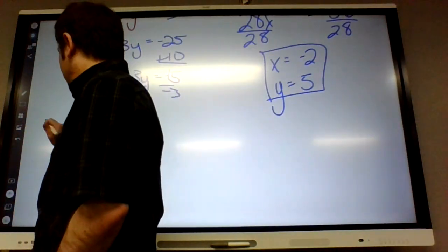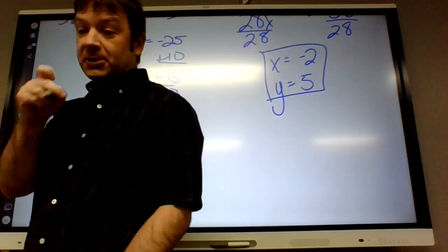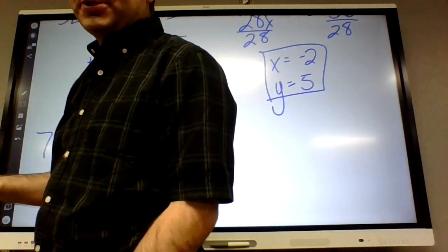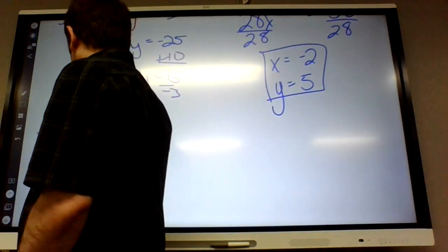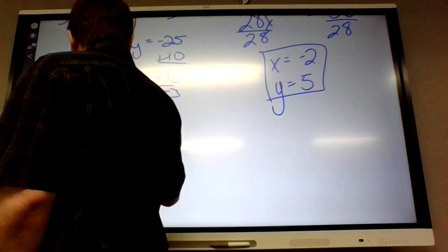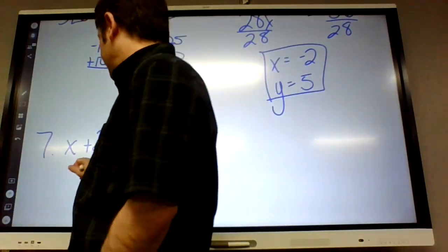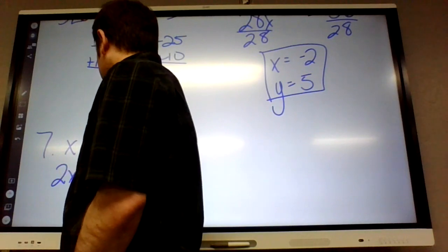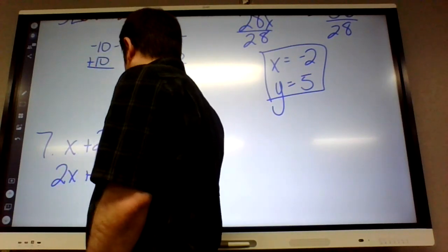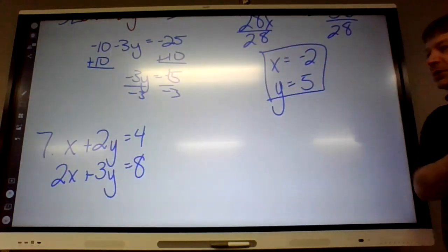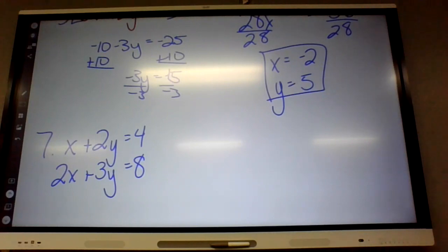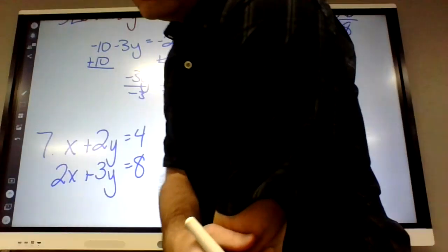Okay, I skipped numbers 7 and 9. I skipped that section accidentally. x plus 2y equals 4. 2x plus 3y equals 8. Okay, substitution. I'm surprised they didn't start us with an easy one.